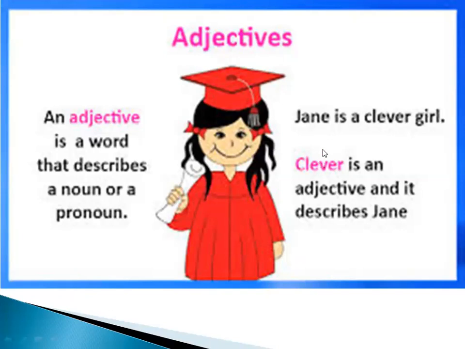Jane is a clever girl means clever is an adjective and it describes Jane. We are having nouns here. Jane is also a noun and girl is also a noun. Girl is a common noun and Jane is a proper noun.